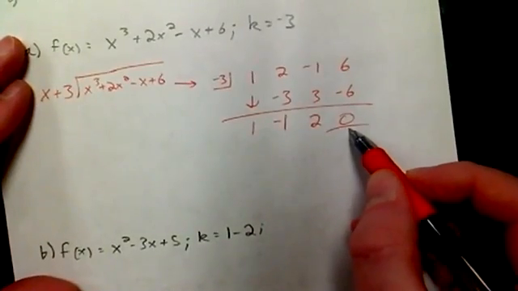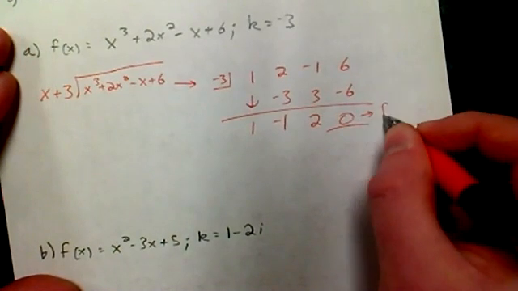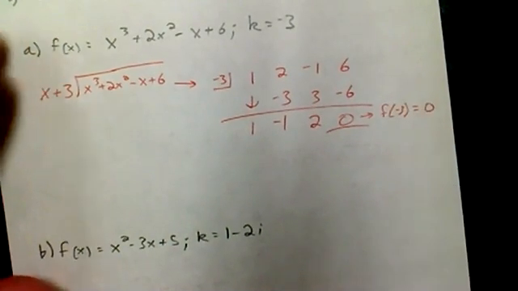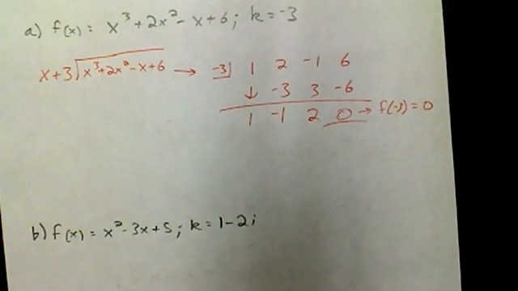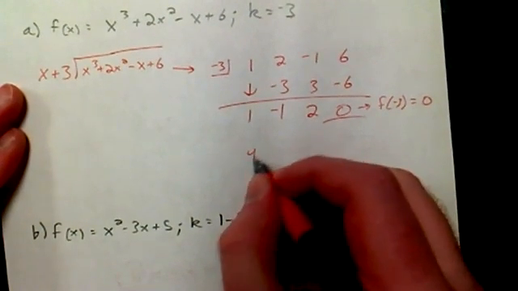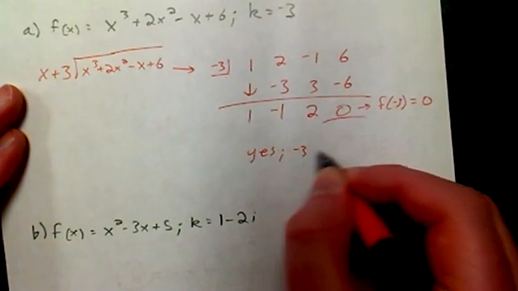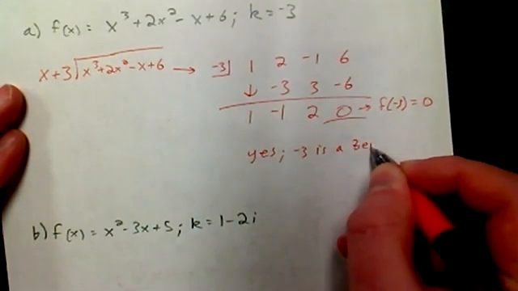So since the remainder is 0, that tells me that f of -3 is equal to 0 by the remainder theorem. So what's the answer? Yes, -3 is a 0.